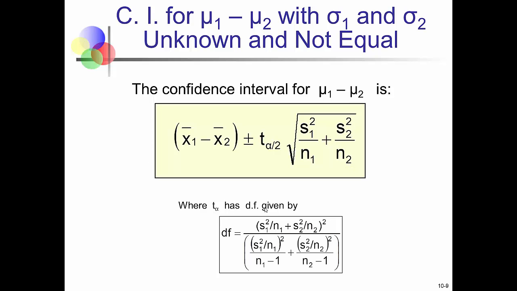The degrees of freedom get really complicated here. If we're going to do a confidence interval or a hypothesis test with the two sigmas being unknown and not equal, it's much easier to use our software and to use the p-value test for any kind of hypothesis test that we might want to do. Minitab can calculate this confidence interval for us.